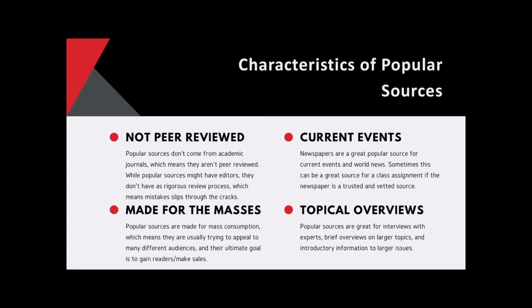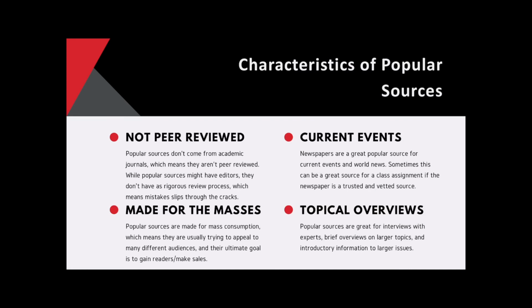They can cover current events. Newspapers are great popular sources for current events and world news. However, sometimes these sources can be very biased, so it's always best to fact-check newspapers before citing them in assignments. They are great for topical overviews. Whether you're conducting research for a project or just trying to read up on a topic on your own, popular sources can provide great interviews with experts, overviews on larger topics, and introductory information that is good to know before diving into more academic-based research.